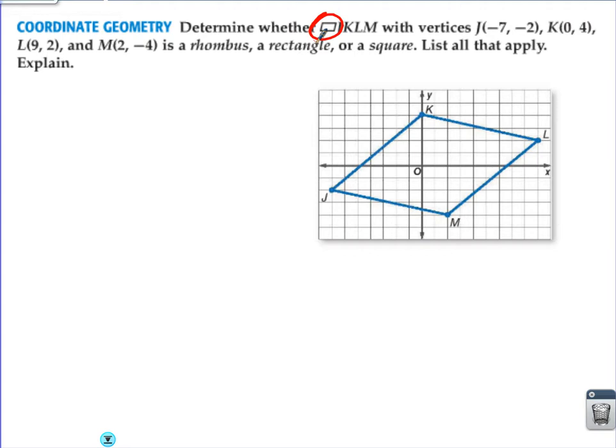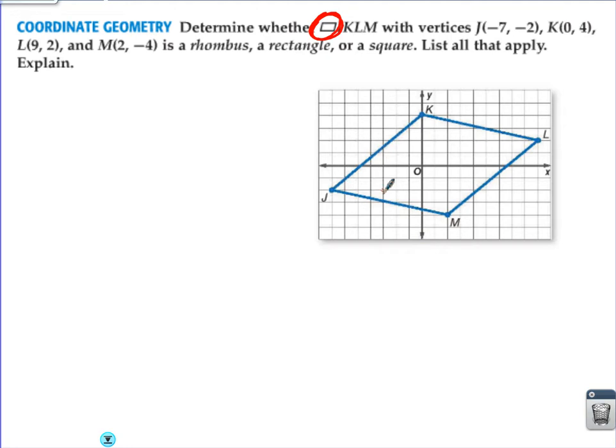All 4 sides are equal. Or does it have to be? Well, since it's a parallelogram, we don't have to go through all 4 sides, do we? We just have to do 1 set of sides. Remember that? Because it is a parallelogram. Y'all see that? So these are equal and these are equal. So if we can just prove that these are equal, it's a rhombus.